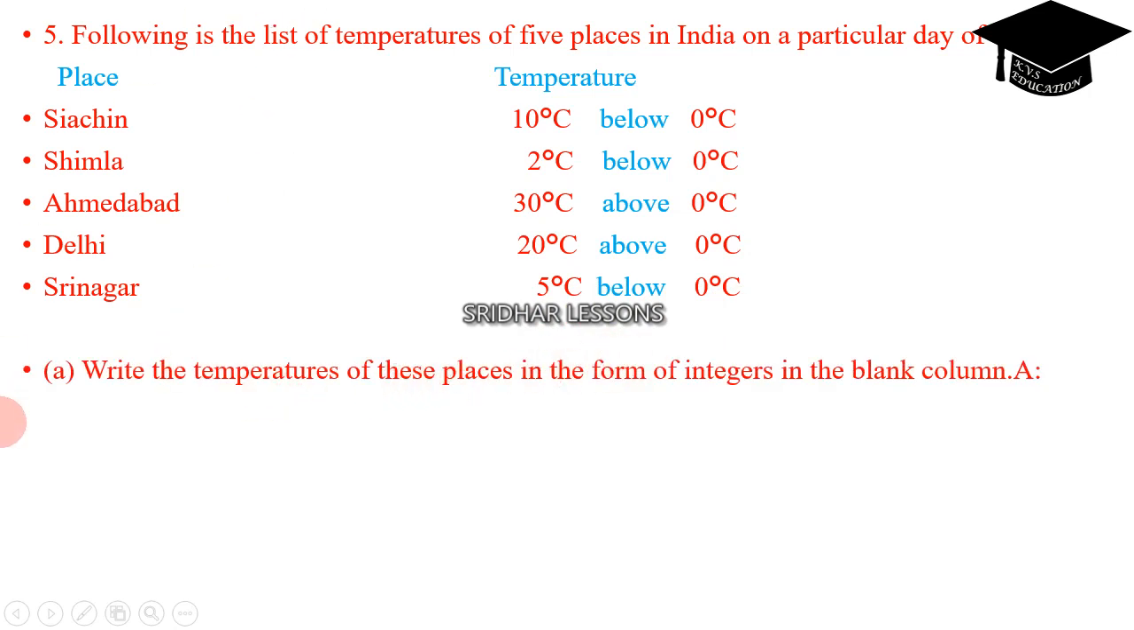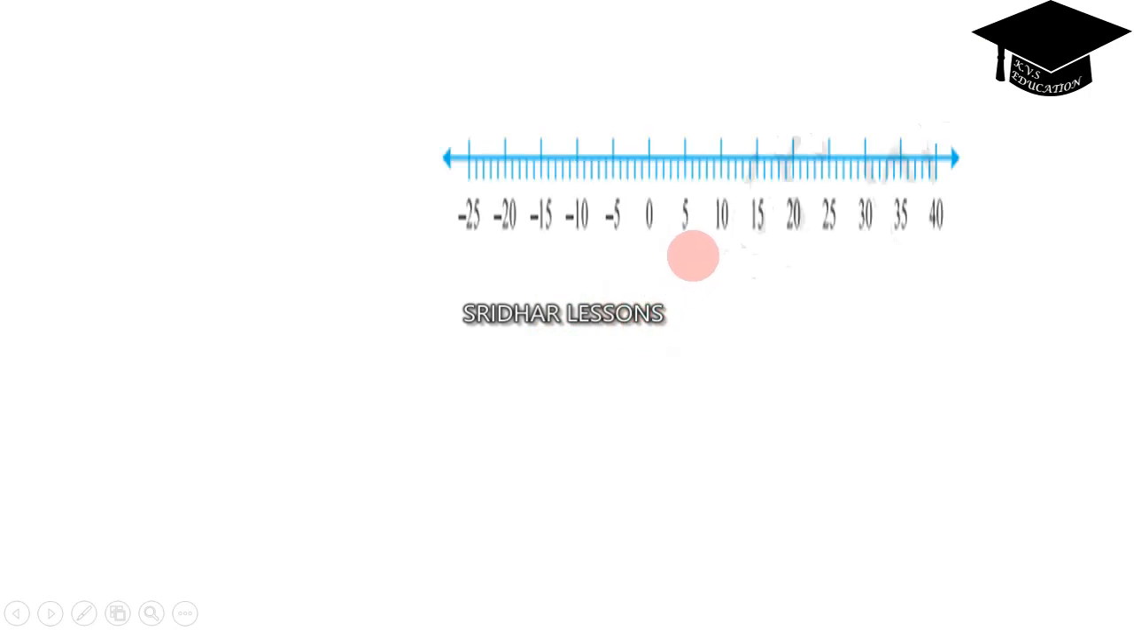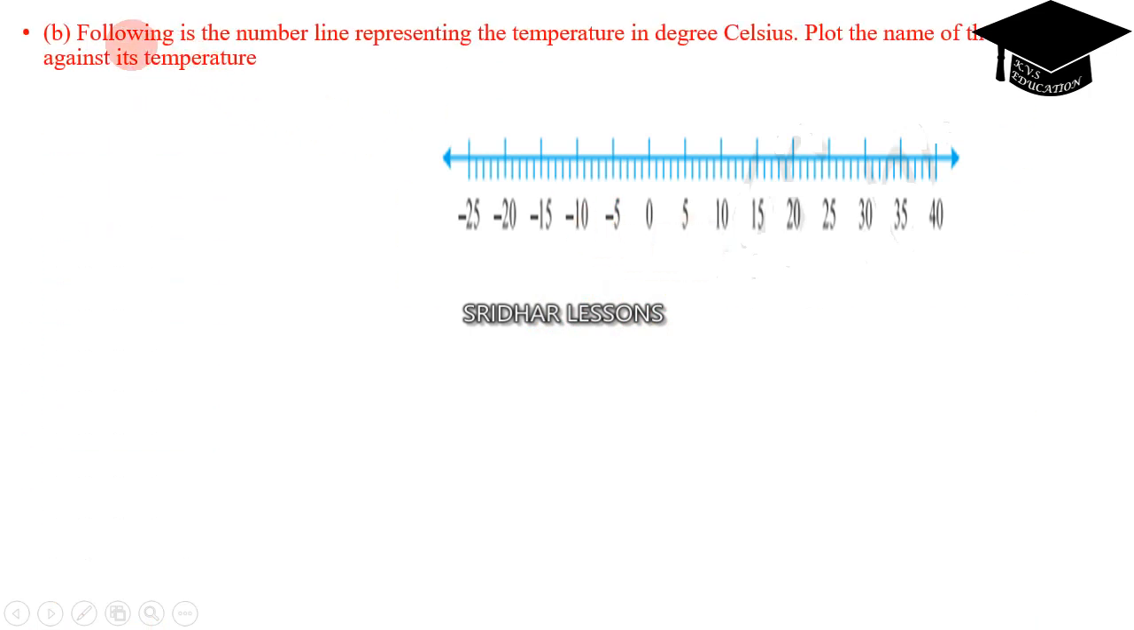Write the temperature. Question number 1. Write the temperature of these places in the form of integers in the blank column A. -10 because this is below. Next -2, below. Next +30 degrees because above, and +20 degrees above, and this is -5 degrees because it is below. Like this we have to represent. Following is the number line representing the temperature in degrees Celsius. Plot the name of the city against its temperature.